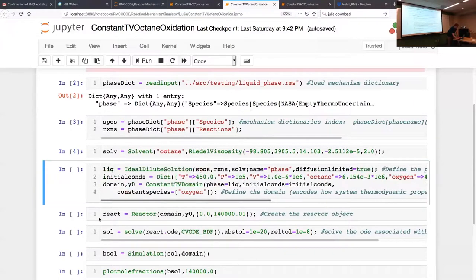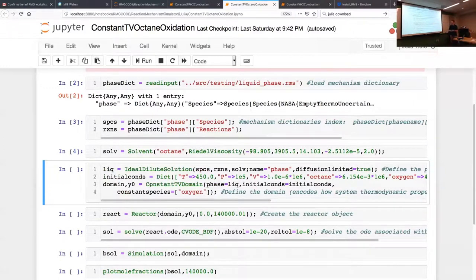And then we define, in this case, a constant TV domain, because unlike in the ideal gas, the controlling variables that we assume are constant are the temperature and the volume. And when we define this domain, we also define a part of this domain where the concentration of oxygen is always going to be the same.